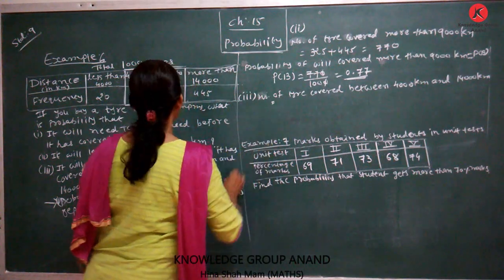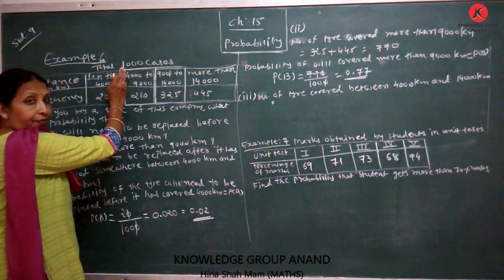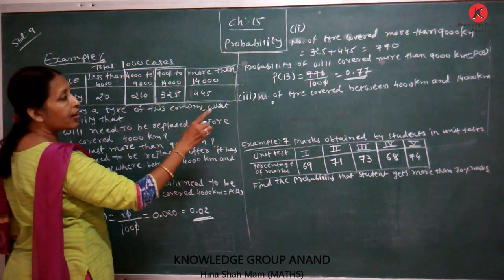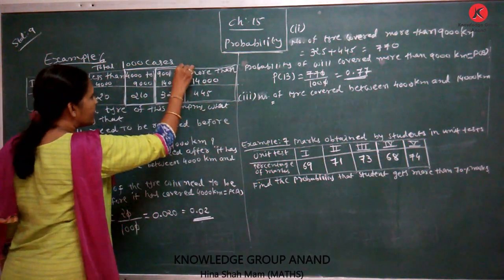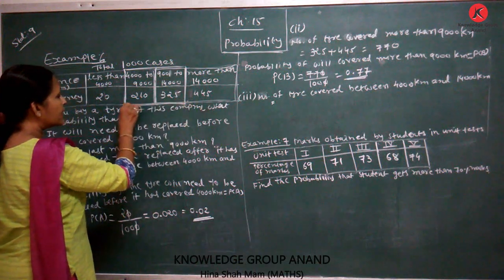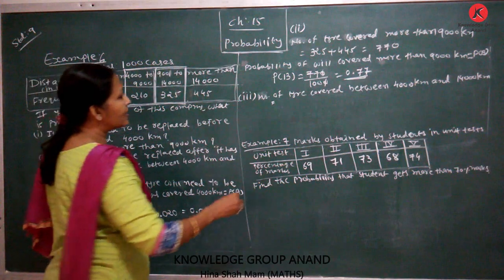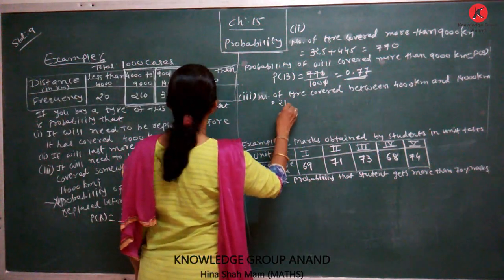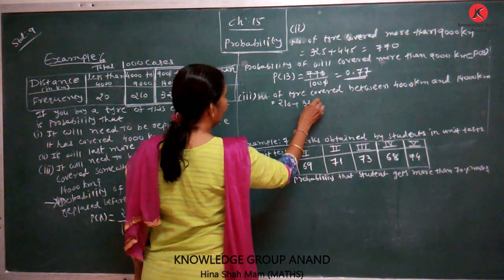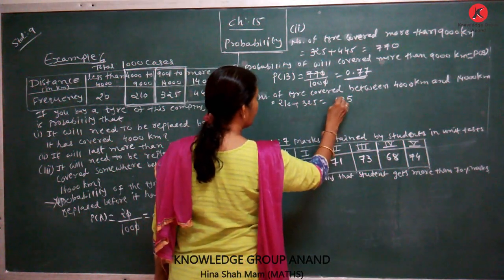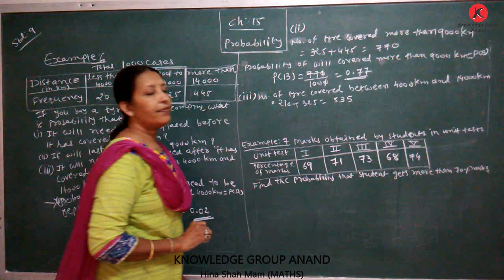Between 4,000 and 14,000 is equal to the second column, from 4,000 up to 9,000, and the third column, up to 14,000. The sum of these two columns, 210 plus 325, is equal to 535.